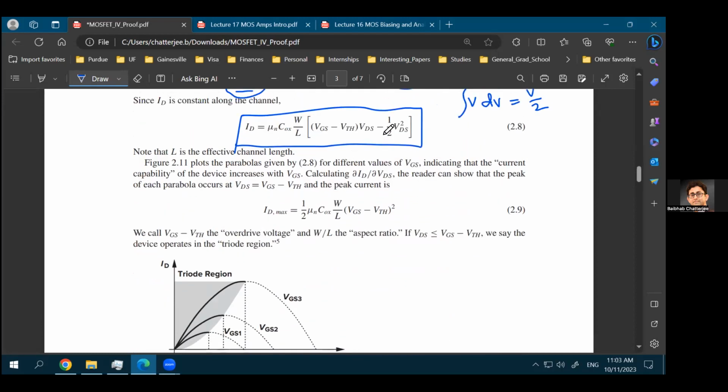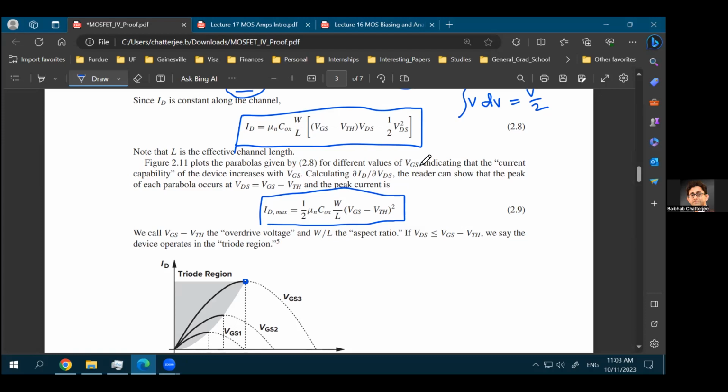Again, going back to your high school math, the maximum value that it will reach will be this point on the parabola, and that maximum point you can find out as half mu n COX W over L times VGS minus VTH whole squared. So how do you find out the maxima of a curve? You just take the first derivative and equate it to 0, and then you find out the value at which that derivative is equal to 0. Right? That's how we find out the maxima of any curve or any equation.